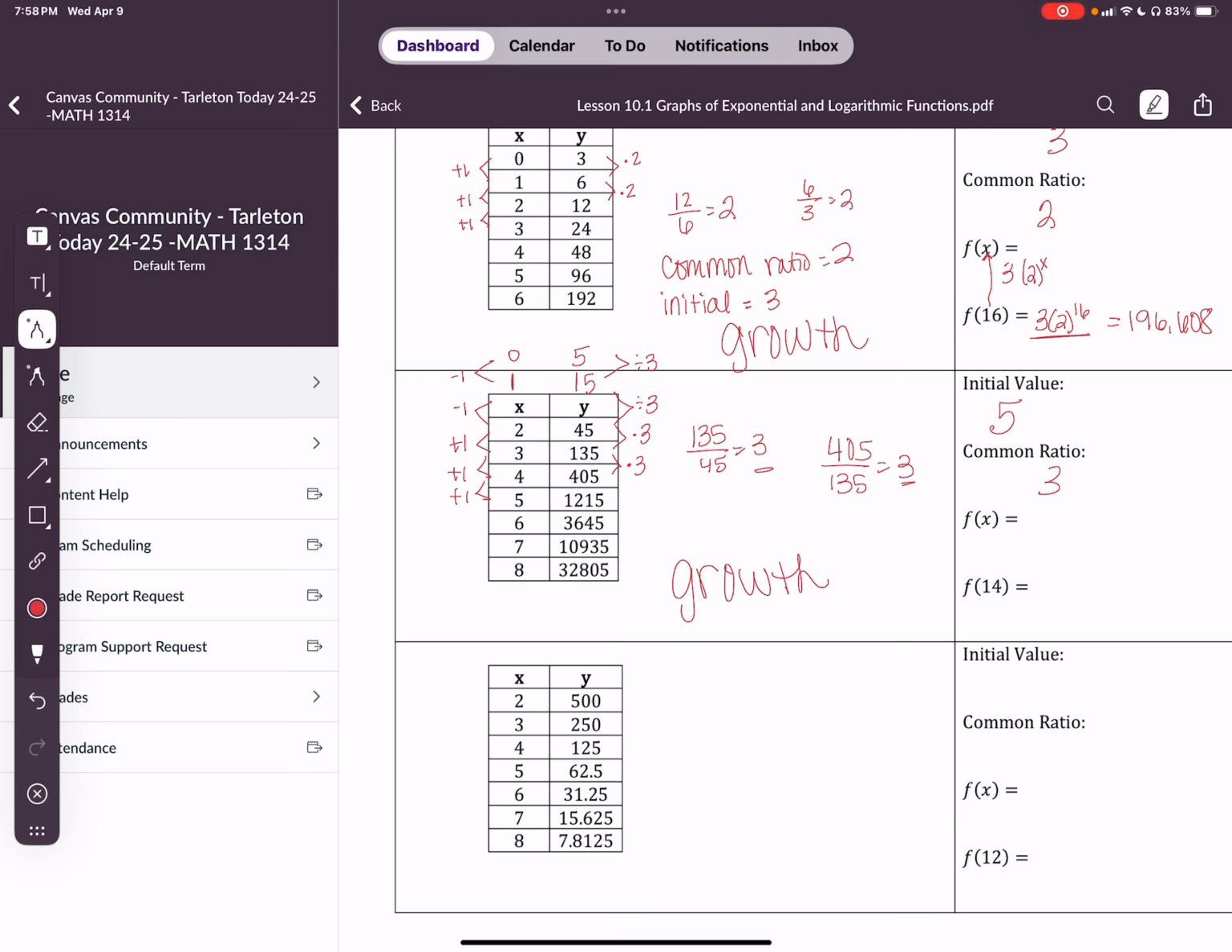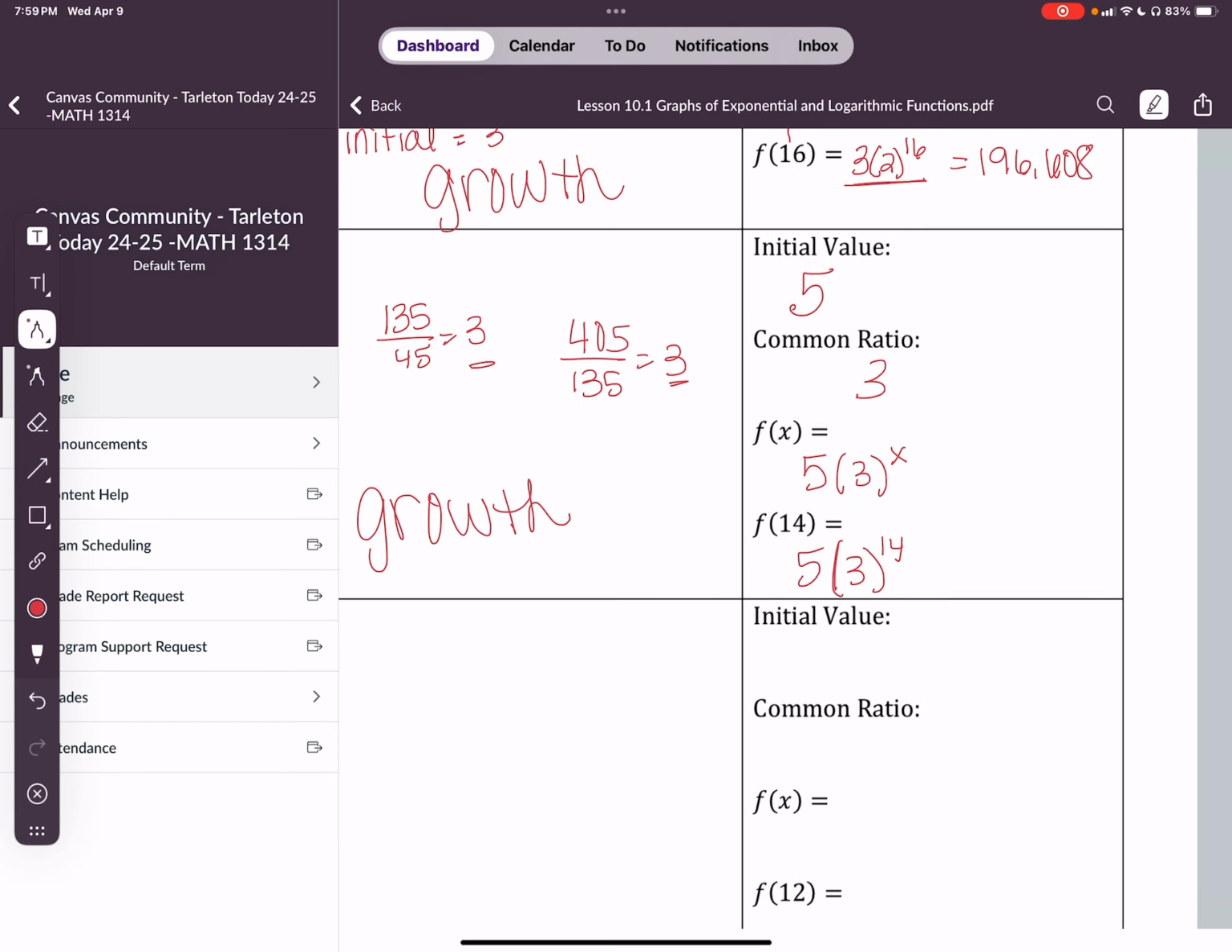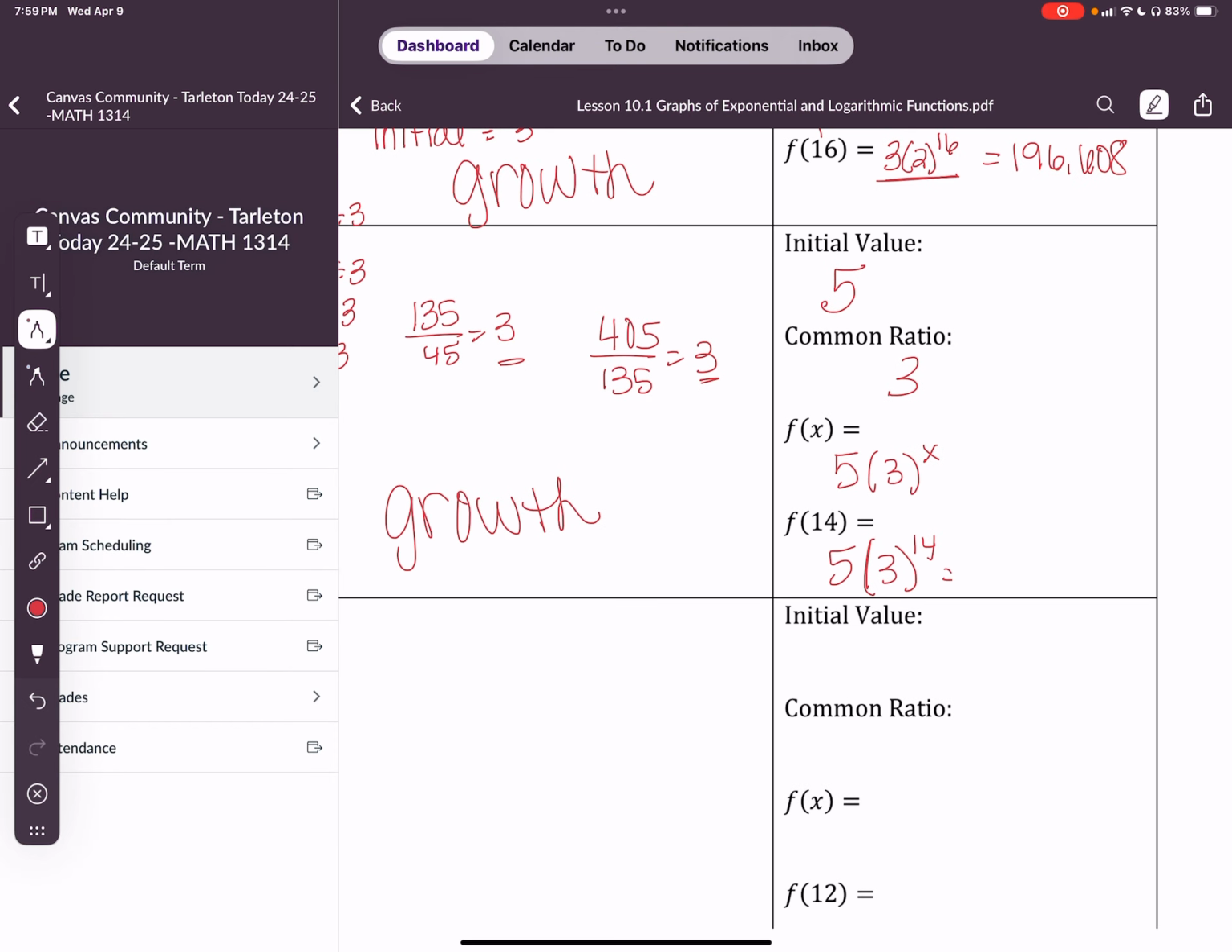All right, so I know my initial value is 5. I know my common ratio is 3. So my equation is going to be 5 times 3 to the x power. So when it's asking what f of 14 is, we're going to say, well, 5 times 3 to the 14th power. And this is a very large number. I will give you the heads up. So when you plug that into your calculator, you get 23,914,845.